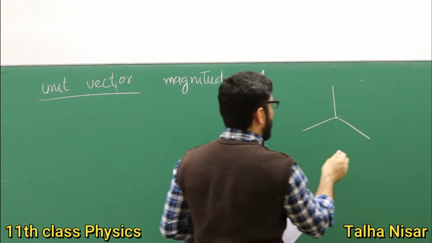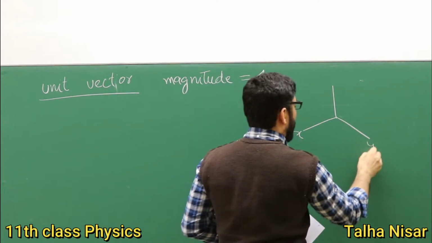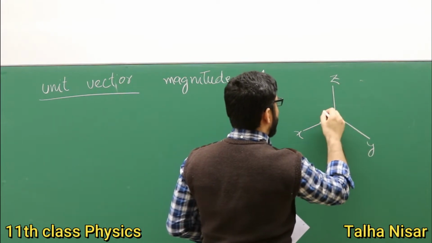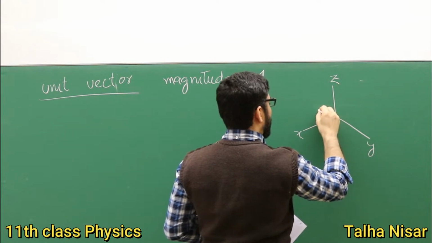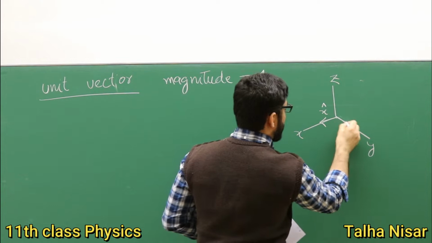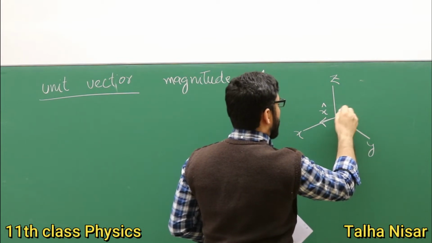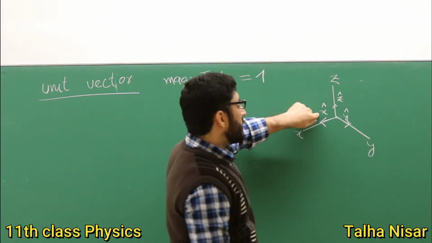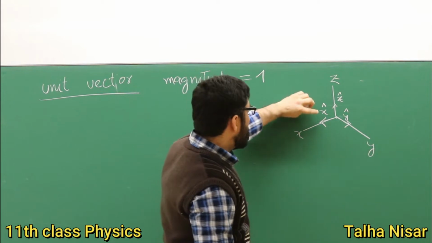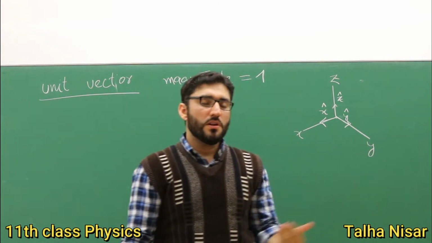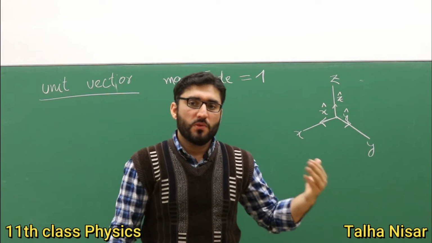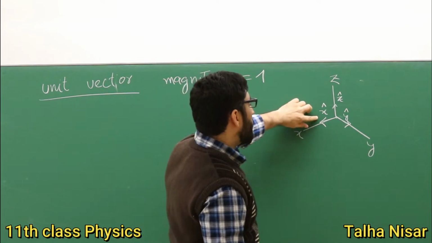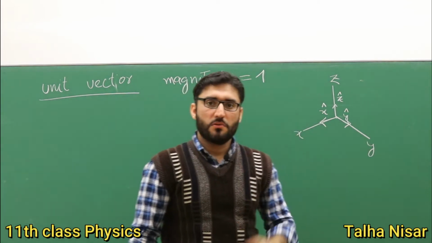So we have, for example, this is the x, this is the y, and this is the z-axis. Here the unit vectors will be represented by the x roof, the y roof, and the z roof. The arrow is telling us about the direction. Since the magnitude is 1, if we multiply it with any other vector, nothing will change, but it is only telling us about the direction.